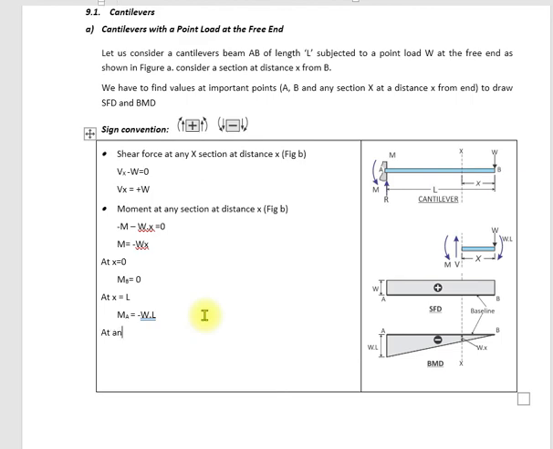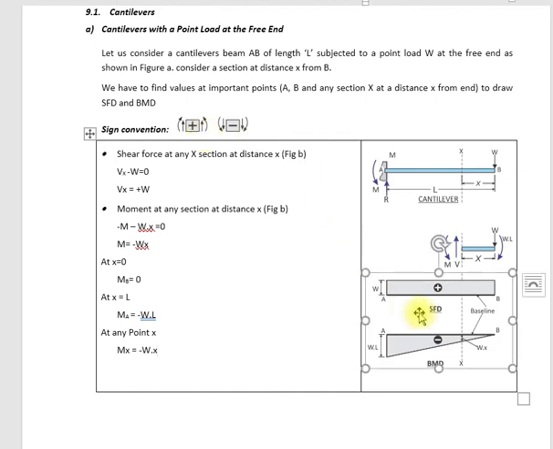and in between, at any point x, bending moment will be minus W into x. So this is how we are going to use this sign convention, and in the next example I will use a different sign convention.